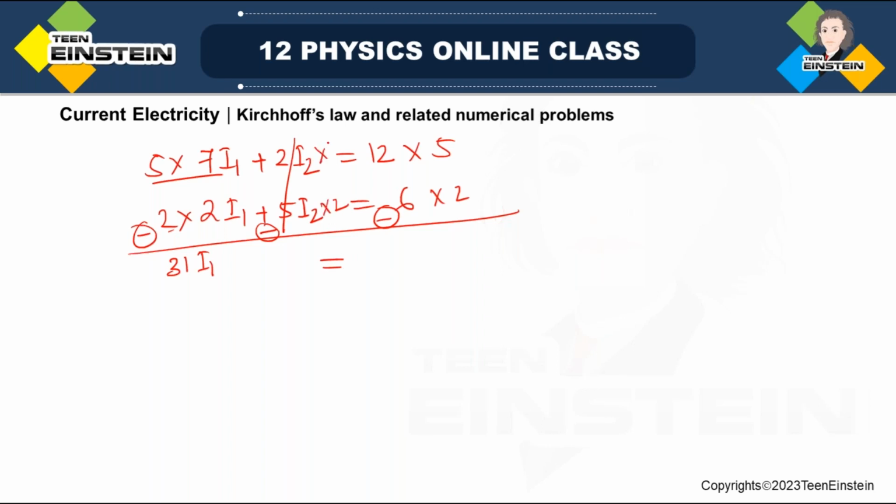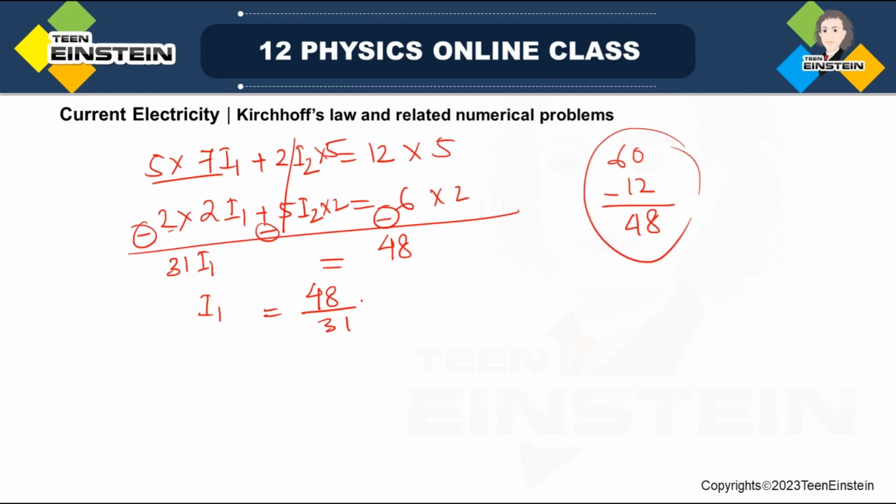This will be 5 into 2 and this will be 5, 25. So here it is 12 and this is 60 minus 12. So this will be 48 somehow. Okay, 48. So let us see whether we are getting or not. So I1 will be 48 by 31 ampere. So this is actually correct answer. Now I2 will be able to find out in the similar manner. Better to go with this itself.